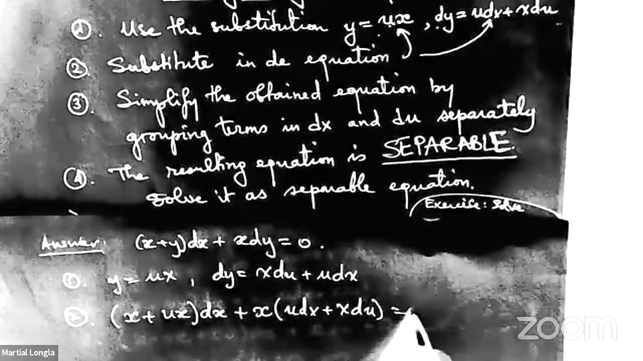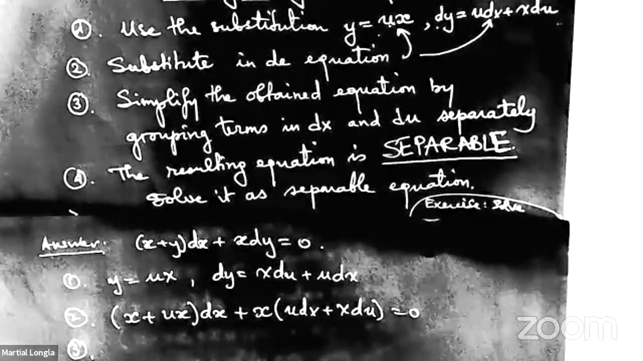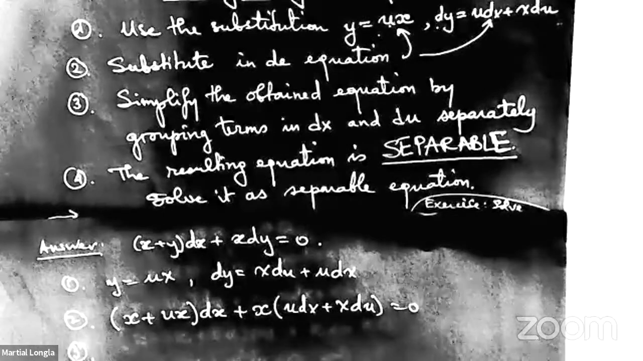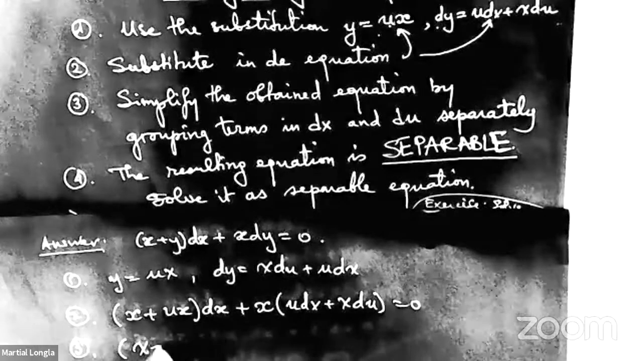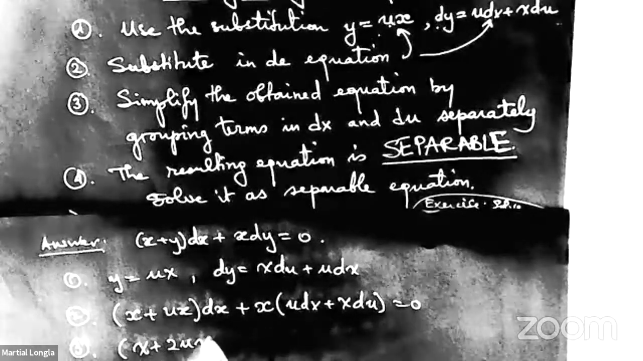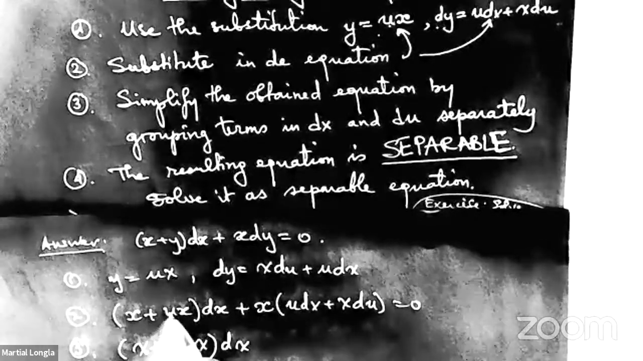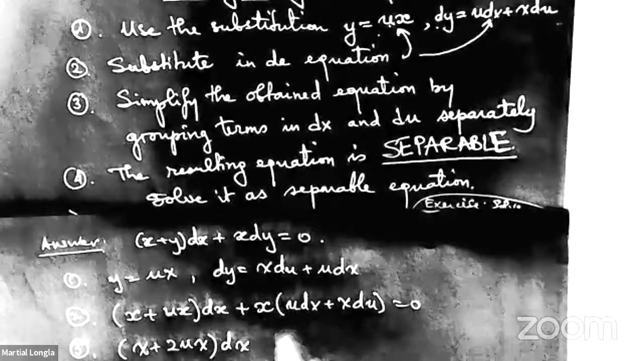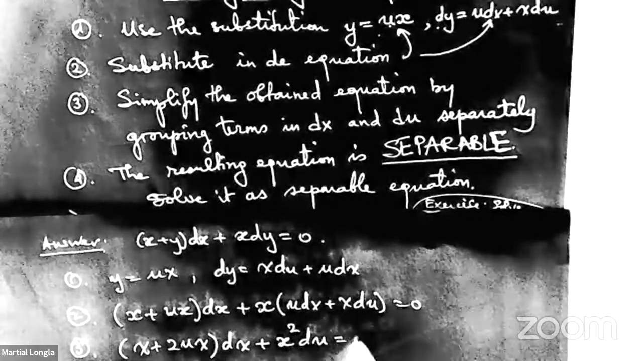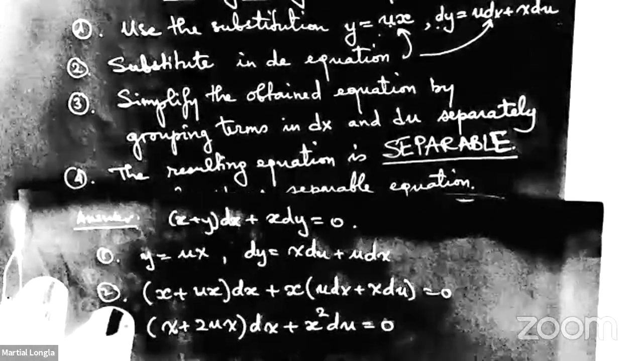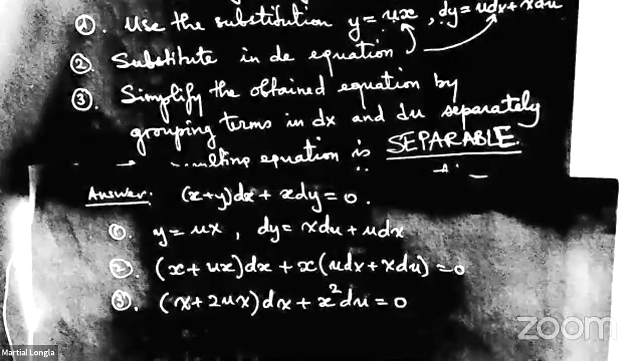Correct. And then the third step says, combine the things in dx and the things in du. So what do we get? (x plus 2ux) dx plus x squared du equals 0. That's correct. So x plus ux plus ux, that's 2ux, plus x squared du equals 0. Correct. And then you simplify.